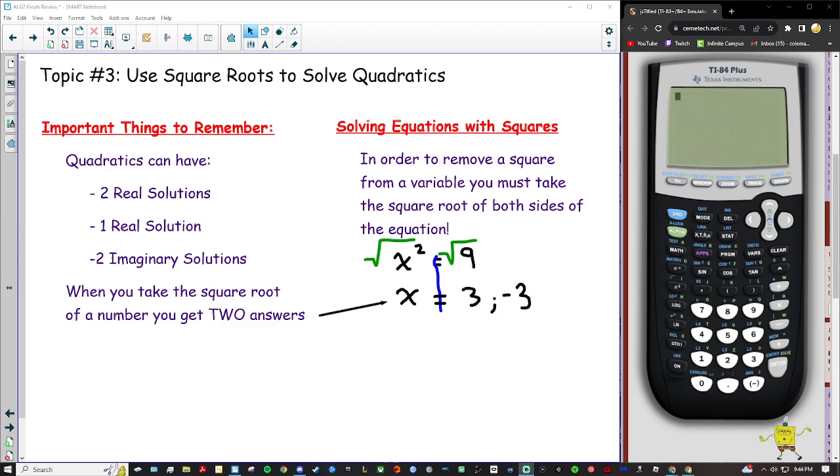This is topic number 3. Write it down on the top of your page with your name and the page number. We are going to talk about using square roots to solve quadratics.